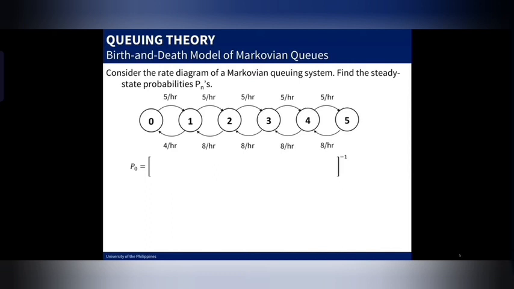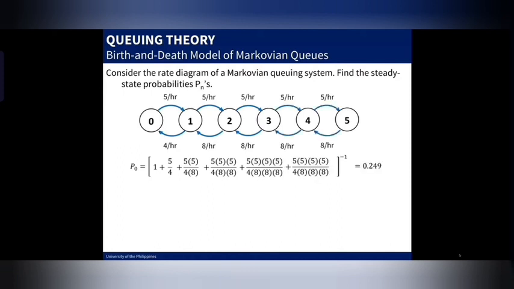Death rate is 4 per hour when n equals 1 and 8 per hour when n is greater than or equal to 2. Presented are the computation of P sub n's following the formulas discussed earlier. P naught again is equal to the reciprocal of 1 plus 5/4 plus 5 times 5 over 4 times 8 plus 5 times 5 plus 5 divided by 4 times 8 times 8 plus dot dot dot.